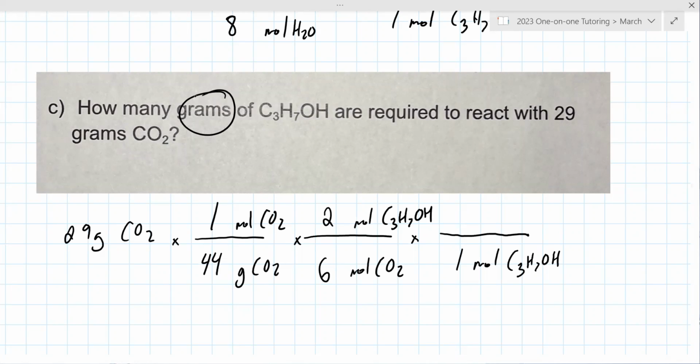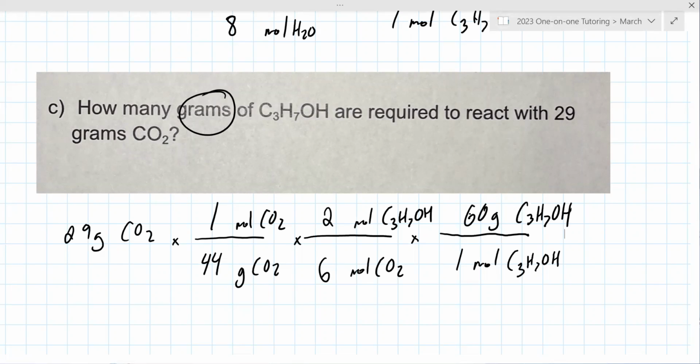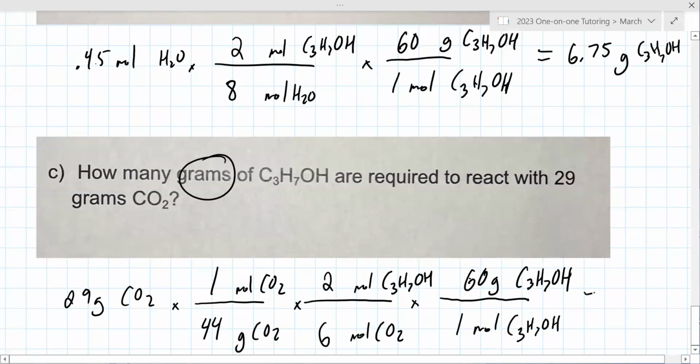above grams of C3H7OH. 55 grams of C3H7OH. I've got a slightly different number there. 60 grams. I think we'd add that in the last one. Yeah, 60. Let me try that again.